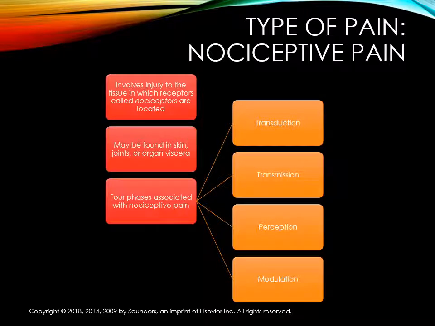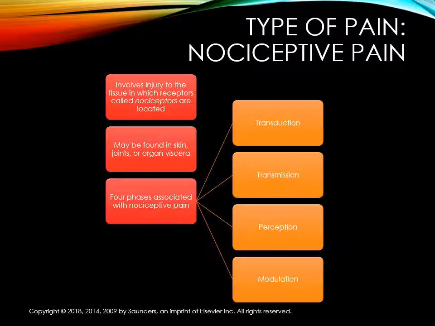Nociceptive pain. Nociceptive pain involves injury to the tissue in which receptors called nociceptors are located. Nociceptors may be found in the skin, joints, or organ viscera. Injuries triggering nociceptive pain may be caused by trauma, burns, or surgery. Nociceptive pain involves 4 phases.